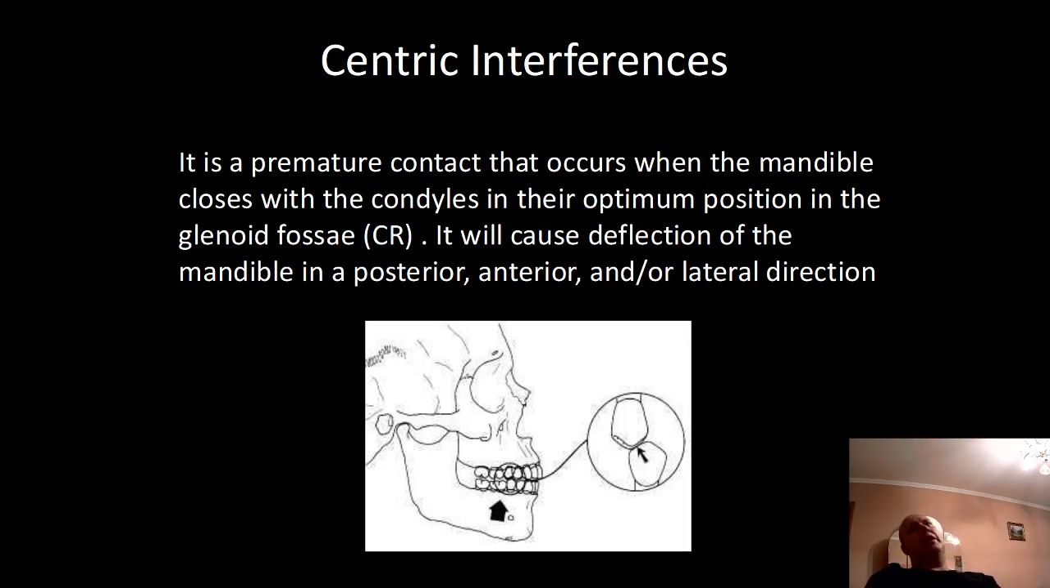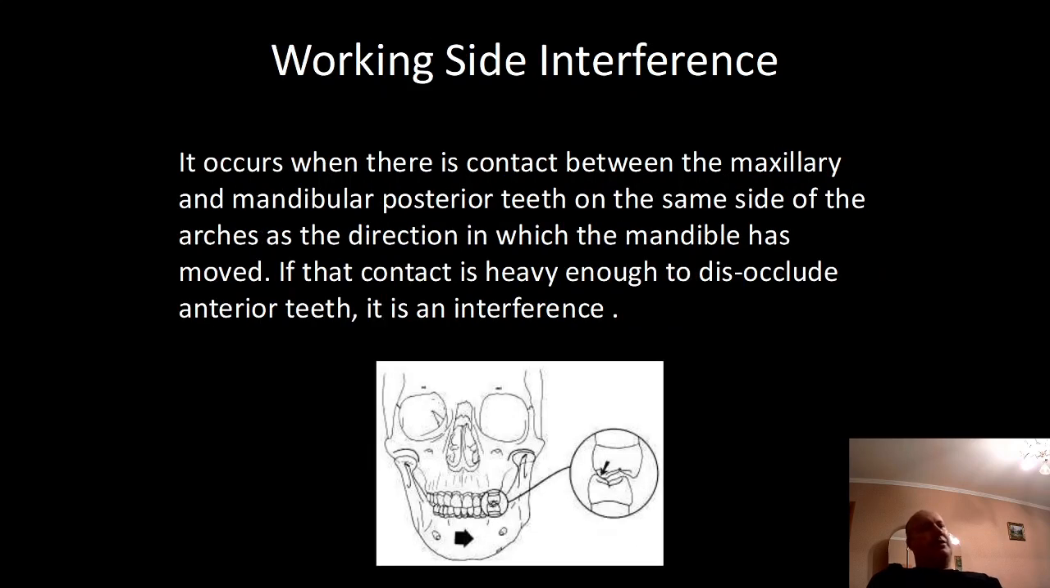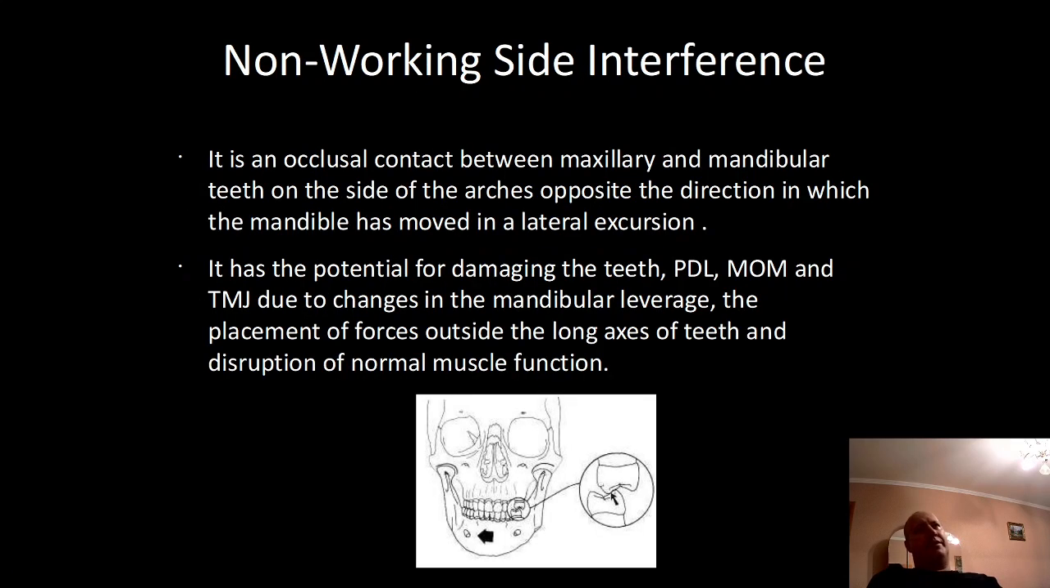Centric interferences: the premature contact that occurs when the mandible closes with the condyles in their optimum position in the glenoid fossa. It will cause deflection of the mandible in a posterior, anterior, and lateral direction. Working side interference occurs when there is a contact between maxillary and mandibular posterior teeth on the same side of the arch as the direction in which the mandible has moved. If that contact is heavy enough to disclude anterior teeth, it is called an interference.